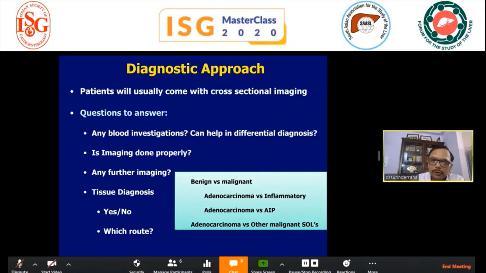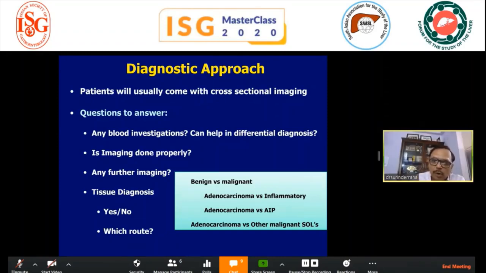So what do we do? Patients, as I have already told you, will come with some cross-sectional imaging to you. So you need to answer some questions. First is, do we need to do any blood investigation which can help in differential diagnosis? The imaging which the patient has done, has it been done properly? Is it appropriate? If it has been done properly, do you want to do any further imaging? And is there any role for tissue diagnosis? If yes, then which route has to be followed to establish a diagnosis? So these are the broad questions which you need to answer.